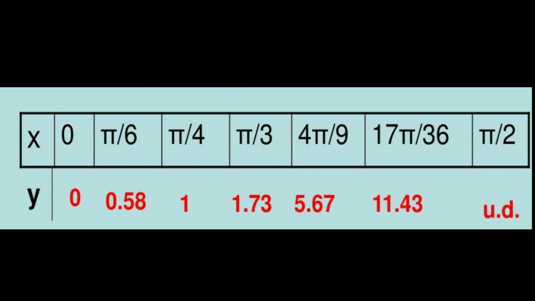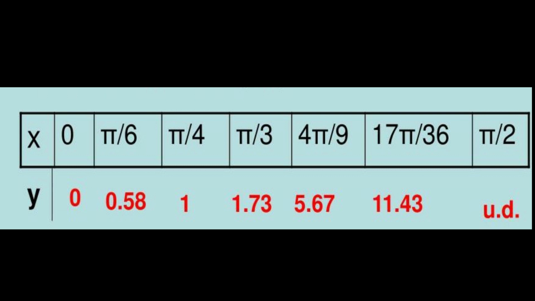When x equal to 0, y equal to 0. For x equal to pi by 6, tan pi by 6 is approximately 0.58. But we know that tan pi by 4, that is 45 degree, is equal to 1. Tan pi by 3, that is tan 60, is equal to 1.73. Tan 4 pi by 9 is 5.67. Tan 17 pi by 36 is 11.43.